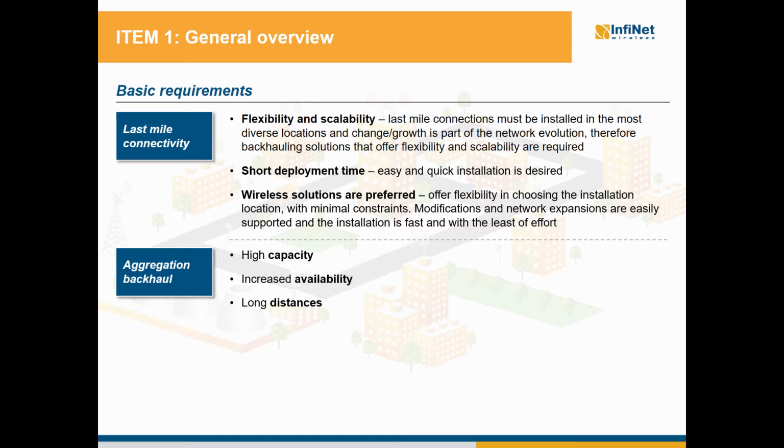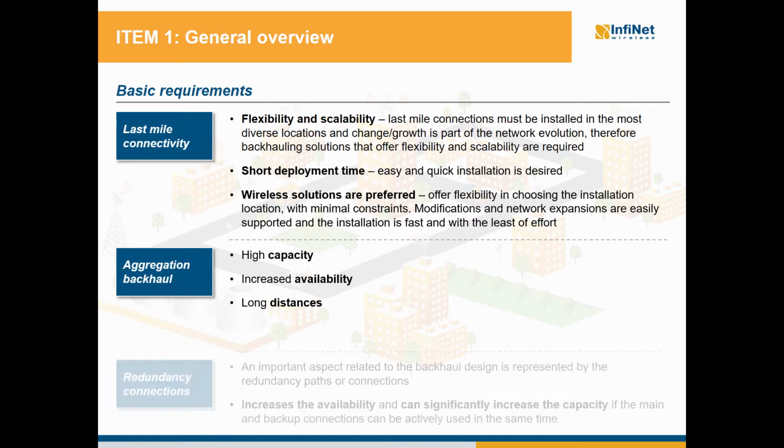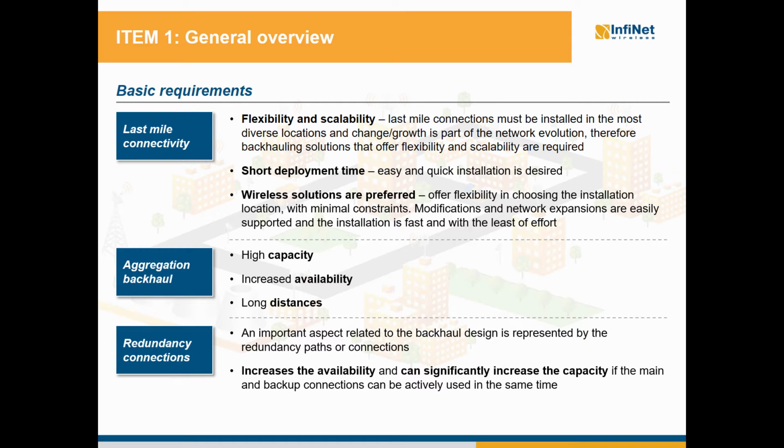Moving to the aggregation backhaul, we have some clear mandatory requirements. First of all, we need high capacity since the traffic of many customers is aggregated through the links. Then we need increased availability because the impact of a failure would affect as well multiple customers, and we need to ensure the data transport over long distances. Redundancy links are also part of the backhaul design, and the benefits are that redundancy increases the availability and can also significantly increase the capacity if the main and backup connections are actively used at the same time. Implementing redundancy is usually required for the aggregation segment, which is more demanding, and for the high-speed critical backbone links.